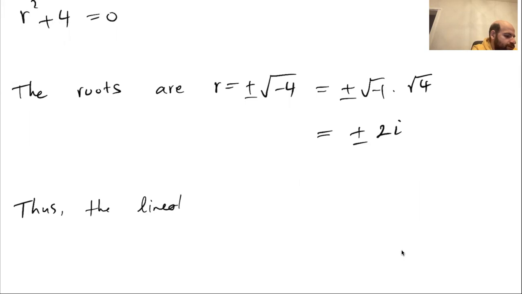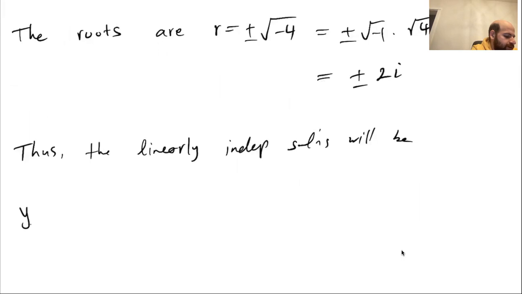The linearly independent solutions. What were the linearly independent solutions? e to power alpha x cos beta x and e to power alpha x sine beta x. Here alpha is 0. Remember, we were assuming that our roots are alpha plus minus i beta. Here the roots are plus minus 2i. So there is no alpha. Alpha is 0.